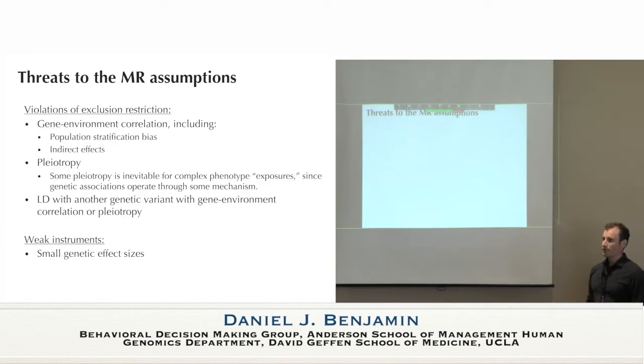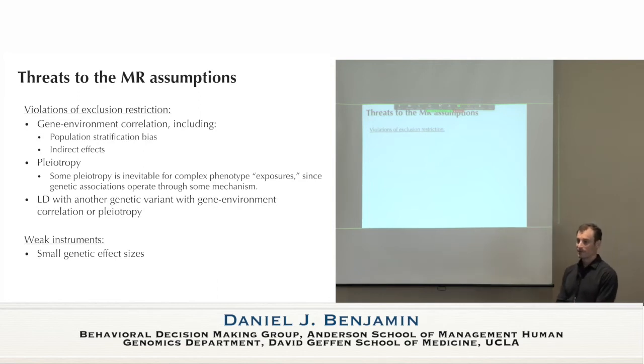OK, so now I want to talk, we talked about this a little bit already in some of the back and forth, I want to talk more carefully about the threats to the instrumental variables assumptions in the context of Mendelian randomization. So what kinds of things could lead to violations of the exclusion restriction when our instruments are genetic variants? Pleiotropy. Good, that's a big one.